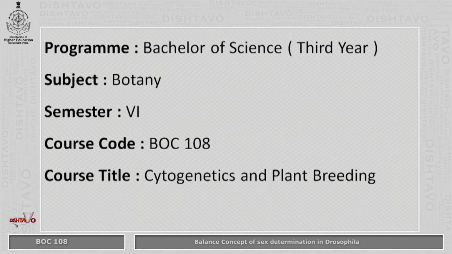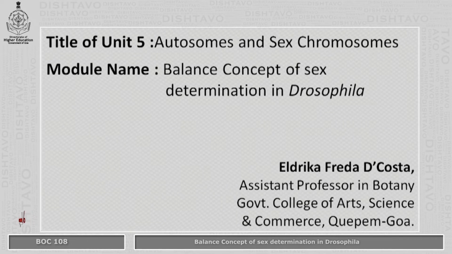Hello everyone. Today you will be learning about the module Balance Concept of Sex Determination in Drosophila. This is a part of Unit 5 named Autosomes and Sex Chromosomes of the paper Cytogenetics and Plant Breeding.